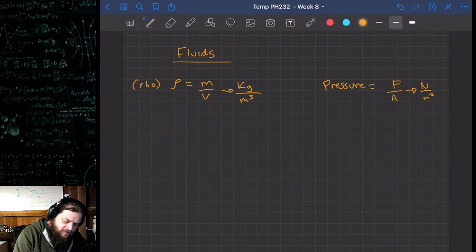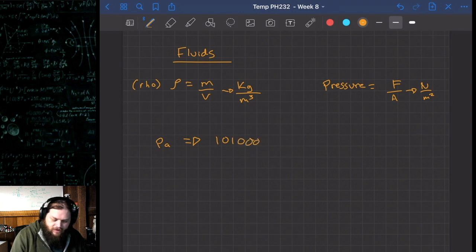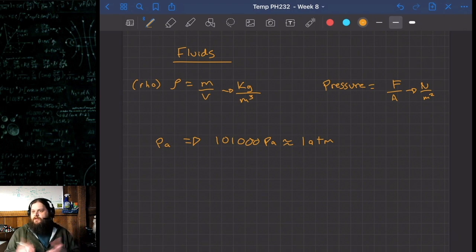Pascal. I should draw. Which is the standard unit for pressure, is the idea. And you could say that I think it's 101,000 pascals is approximately equal to 1 atmosphere. So that's approximately the amount of pressure of the gas that's above you when you're anywhere near the surface of the Earth, or near sea level.